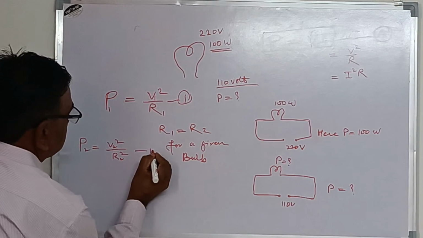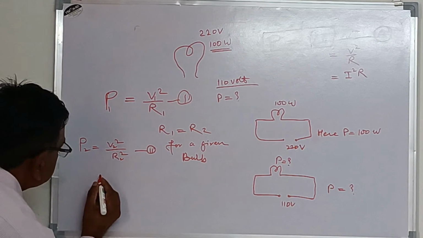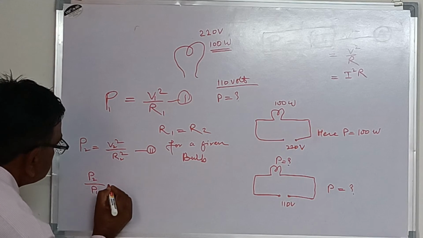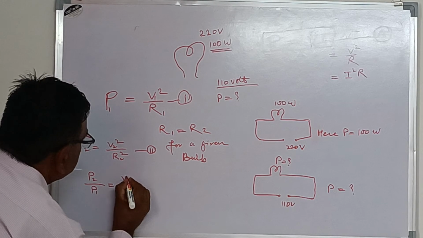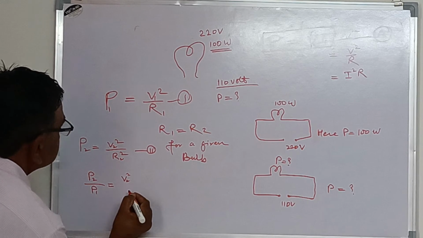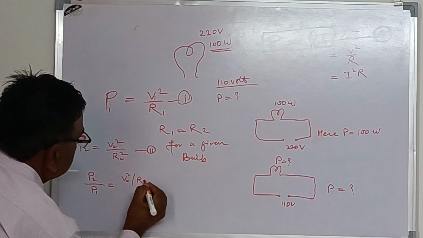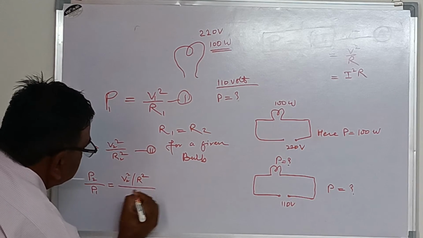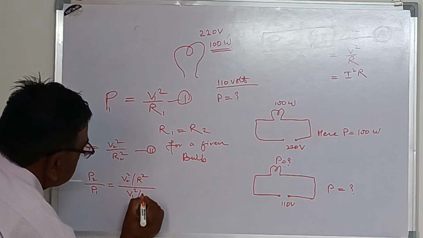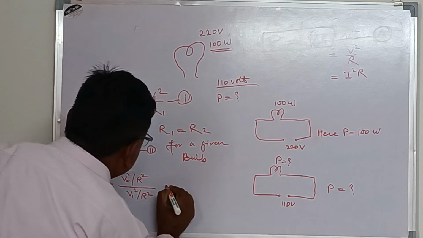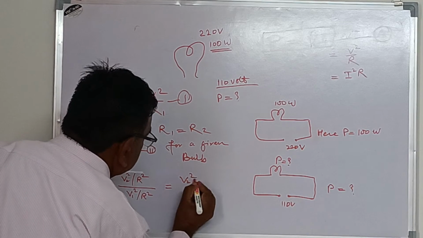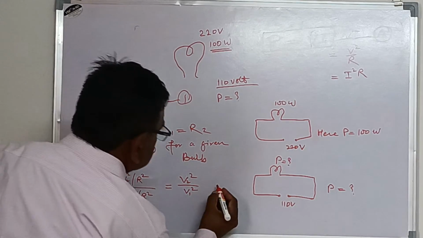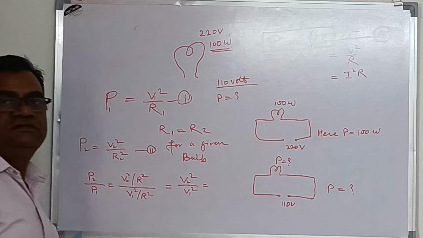Now from equation 1 and 2 you can write P2 by P1 is equal to V2 square by R. R1 सेम है तो R ले रहा हूँ. You take R, V2 square by V1 square by R. So you get V2 square by V1 square. Now put the value of V2.